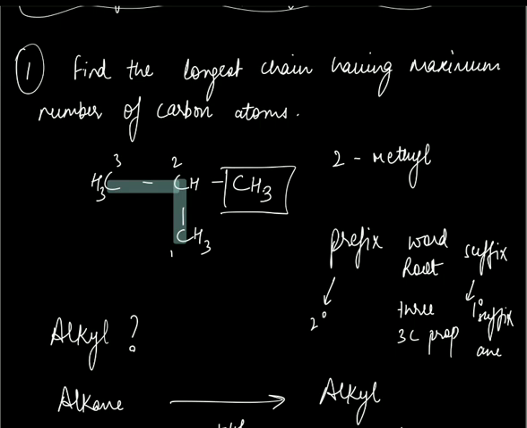Then yeah, our prefix is done. Word root: how many carbon atoms are there in the main parent chain? We have a total of 3. So you will write prop, and all single bonds, you will write "-ane". So 2-methyl is your prefix, prop is the word root, and "-ane" over here is the primary suffix.